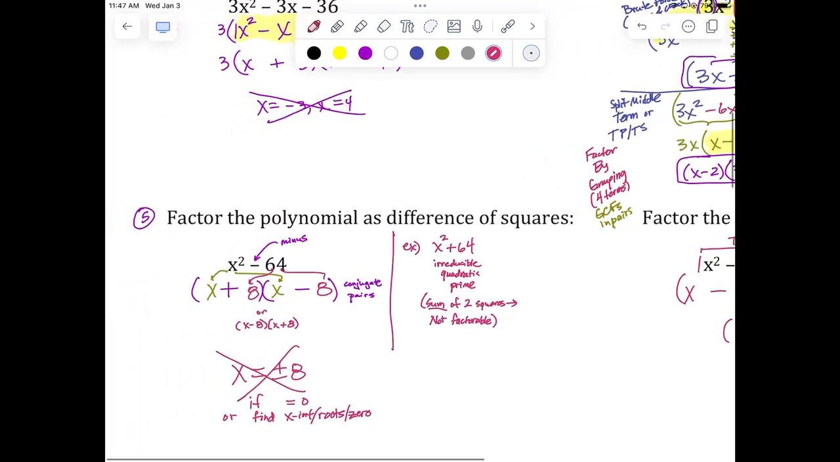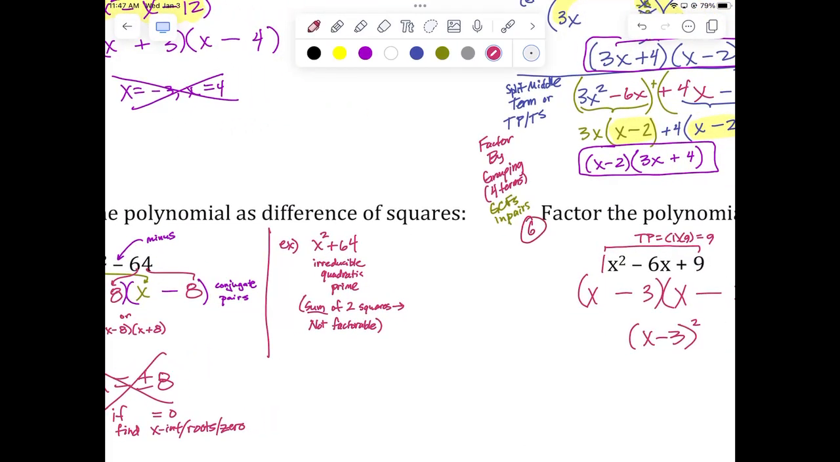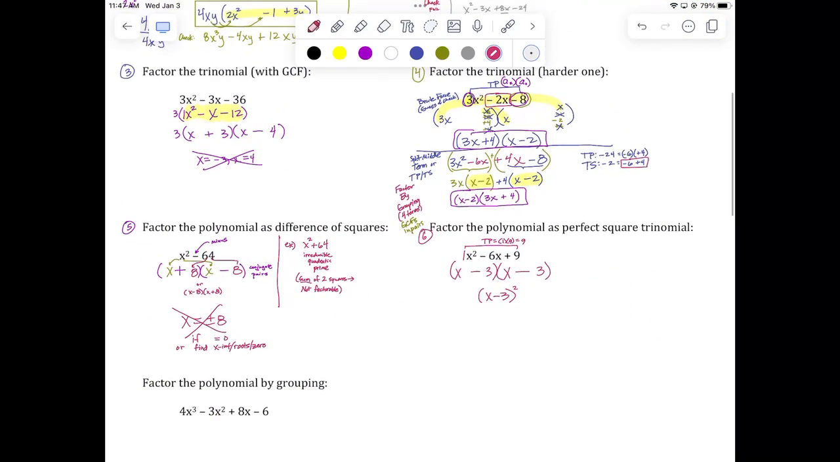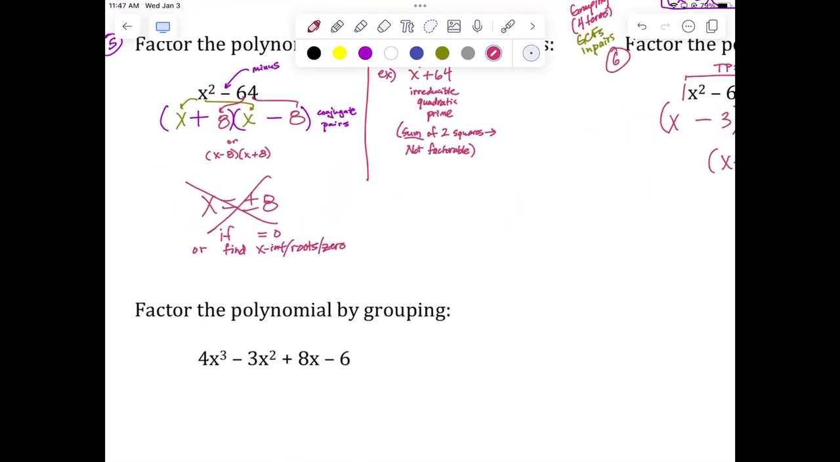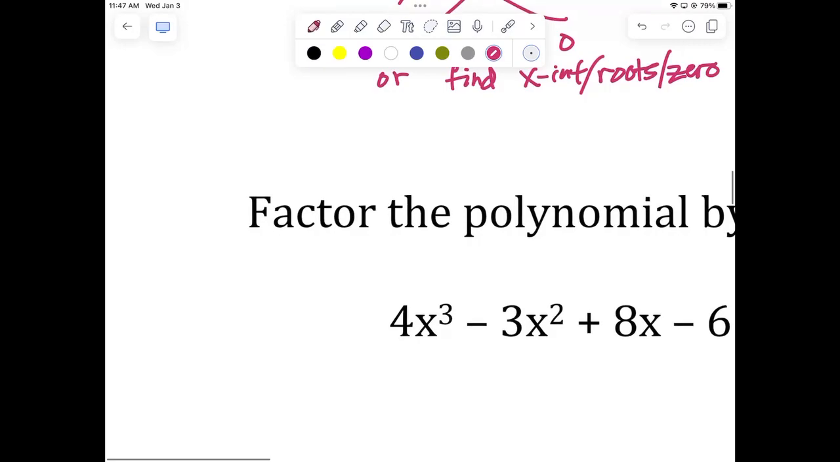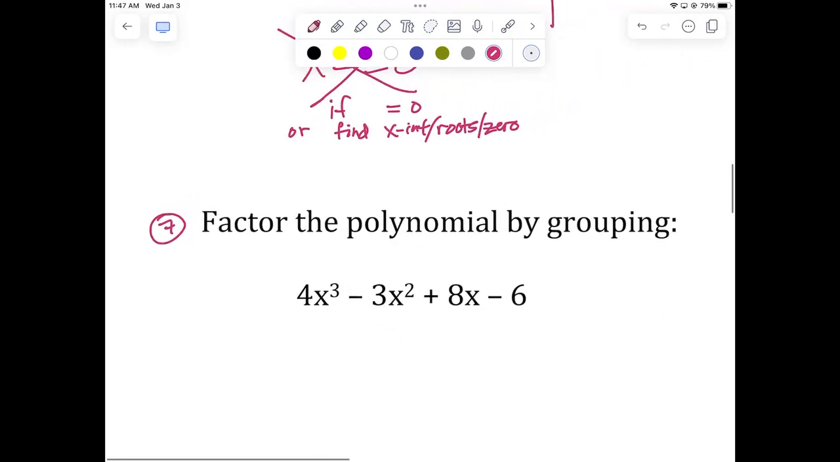All right, that was number, I didn't label it, but that's number 6. All right, questions so far? So far, so good? All right, last one, number 7. Factor the polynomial by grouping. I wish they wouldn't tell me how to do it. That kind of takes half the fun out of it, doesn't it? Man.